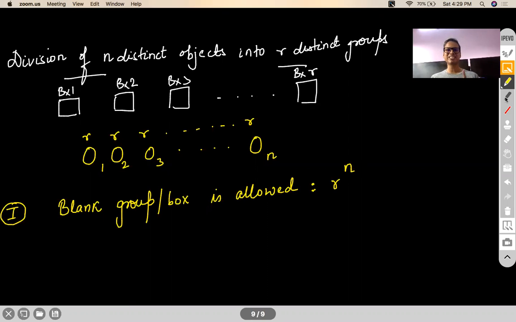Now this is the same mistake that you were making in the very first class of permutation and combination. Remember, I asked you one question of letter boxes and letters.